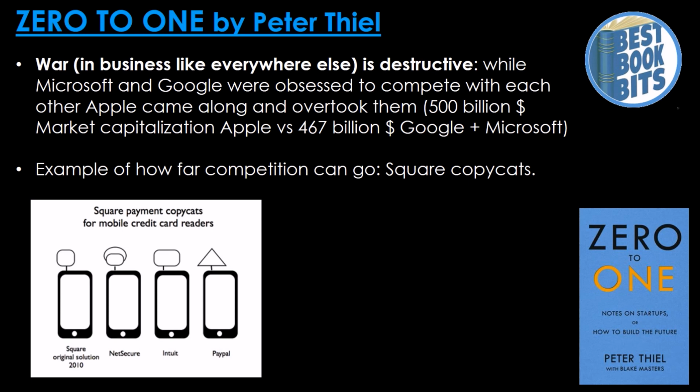Examples of how far competition can go. Square copycats: Square payment copycats for mobile credit card readers. As you'll see, there are 4 different phones. On the left, you've got the Square original solution from 2010, and then the adaptations, which are the copies, on the right.